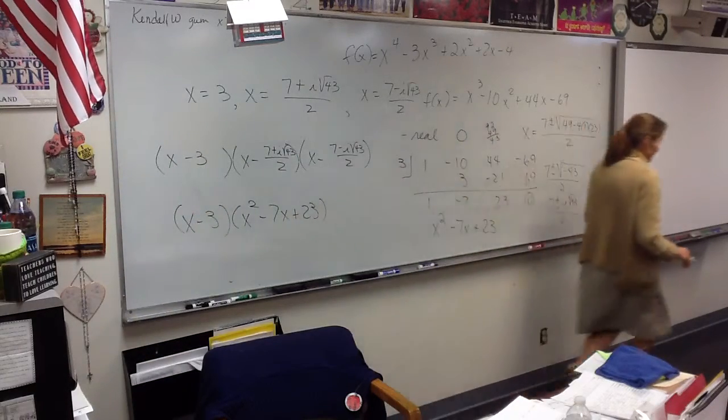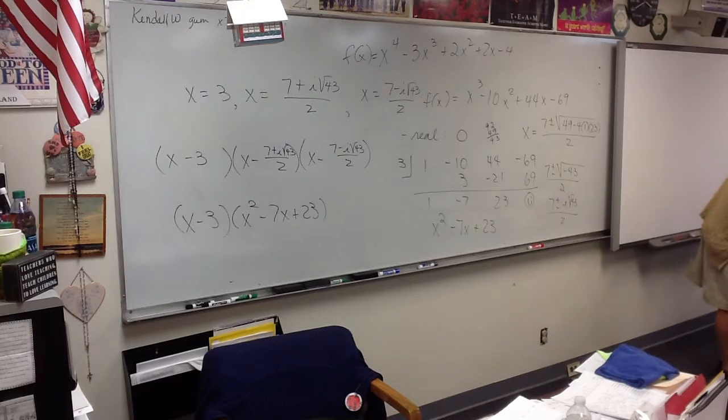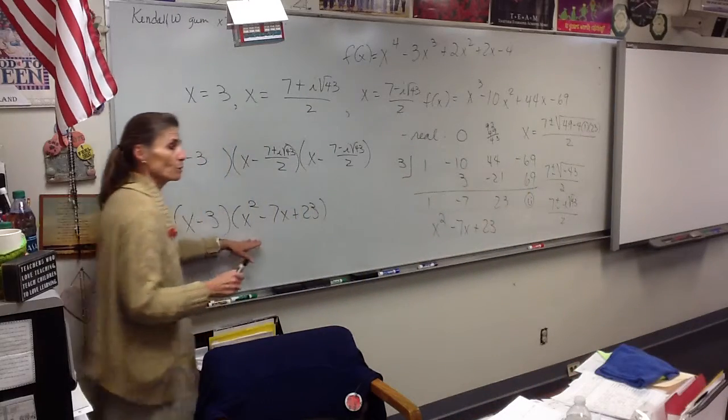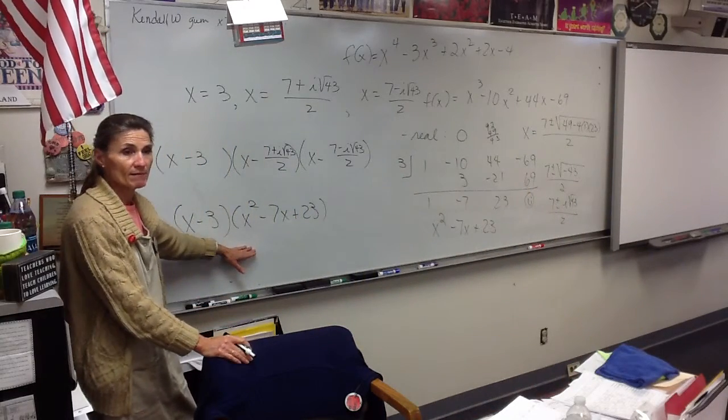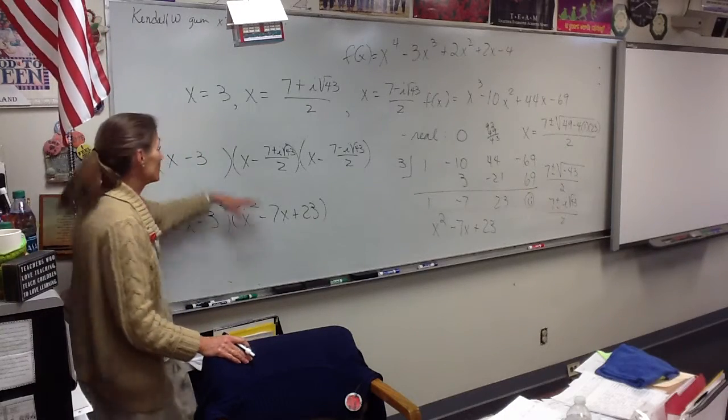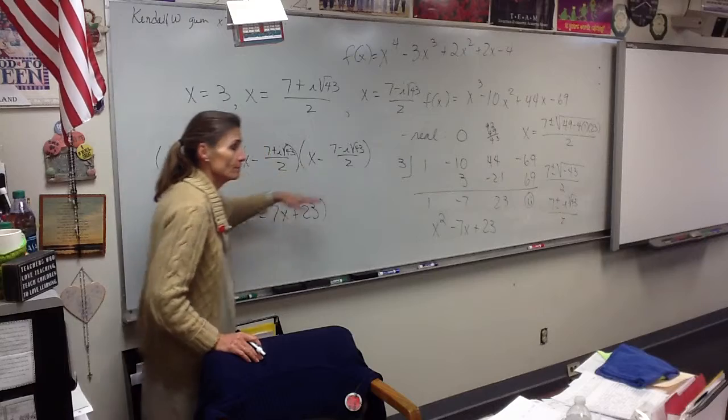That might be the direction that says do that. Yeah, look at the directions for number 37. Write the function as a product of linear and irreducible quadratics. So this would be what you would do in problem 37. This is an irreducible quadratic. These are your linear factors. Yucky.